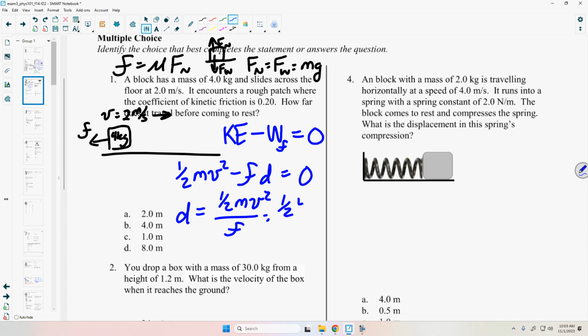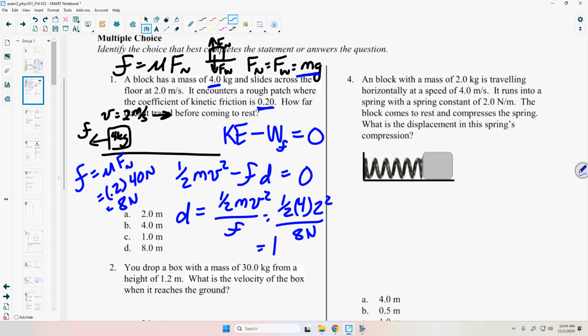1/2 of the mass, that's 4, times V, which is 2 squared, divided by the frictional force. Oh, I don't give you the frictional force. So here I need to determine what is the frictional force. It's equal to mu times the normal force. Mu is 0.2, that's the coefficient of kinetic friction. And the normal force, we said, is equal to the weight. That's going to be 4 kilograms times 10 meters per second squared, or 40 newtons. So that's going to be 8 newtons. So the frictional force then is 8 newtons. Half of 4, that's equal to 1 meter.